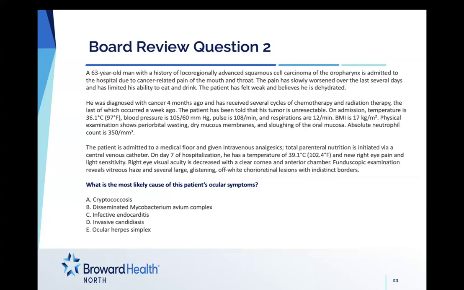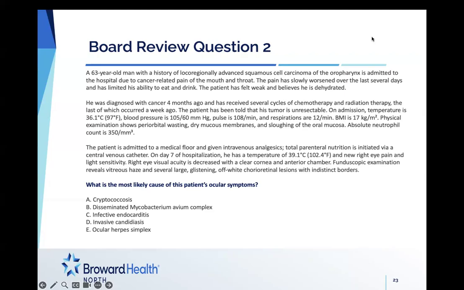Next question. A 63-year-old man with a history of locally regionally advanced squamous cell carcinoma of the oropharynx is admitted to the hospital due to cancer-related pain of the mouth and throat. The pain has slowly worsened over the last several days and has limited his ability to eat and drink. The patient has felt weak and believes he is dehydrated. He was diagnosed with cancer 4 months ago and has received several cycles of chemotherapy and radiation, the last of which occurred a week ago. The patient has been told that his tumor is unresectable.